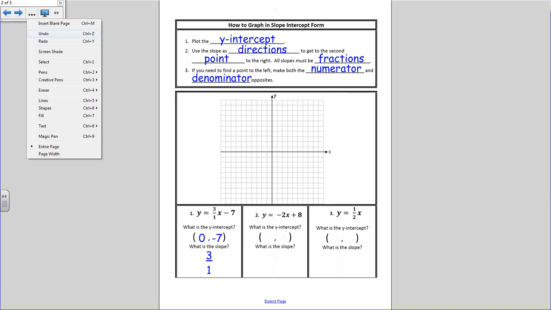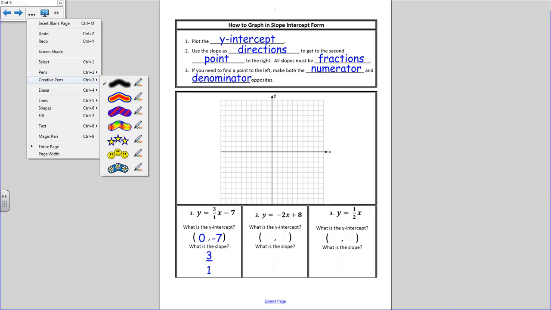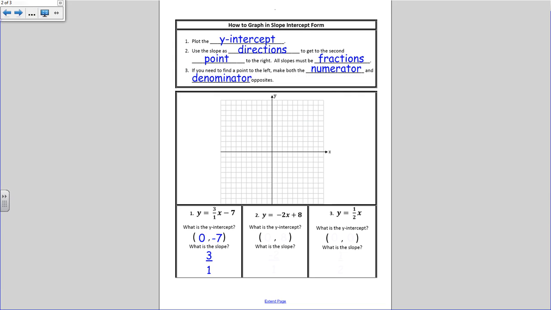So I'm going to plot it. I'm going to put a point, use a smiley face, at the y-intercept, which is at negative 7. Negative 1, 2, 3, 4, 5, 6, 7. My slope is 3 over 1. It's not just 3. Slopes have a rise and a run. They have a numerator and denominator. So I'm going to rise 1, 2, 3, run 1.